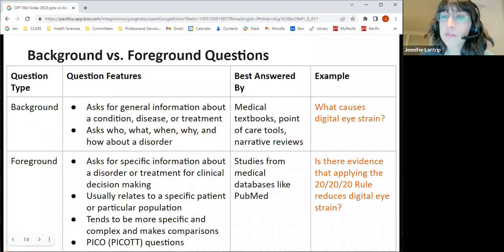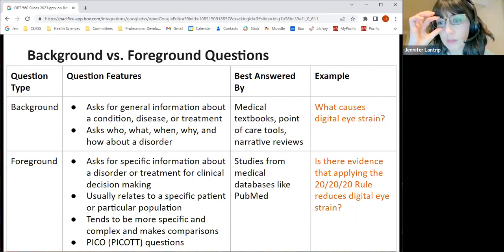We sometimes need general information about a condition, a disease, or a treatment to help answer our clinical questions. This is background information that you would find in medical textbooks, point of care tools, or reviews. So you'll find overviews of information that have been compiled from existing evidence at the time they were written. However, they're not going to provide you with the latest research on the topic. An example of a question you might answer by looking in a background source is what causes digital eye strain?